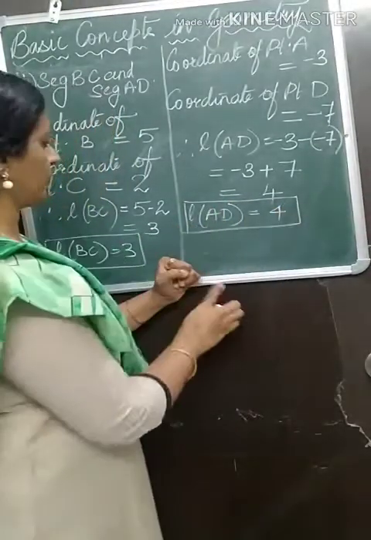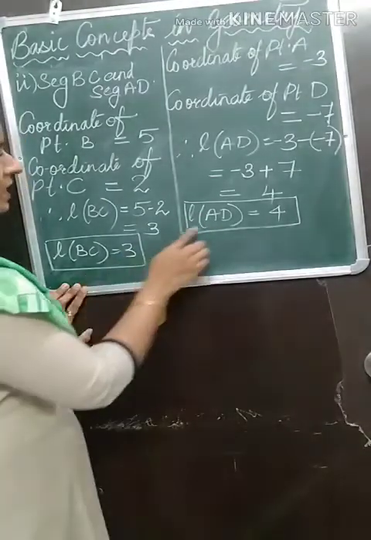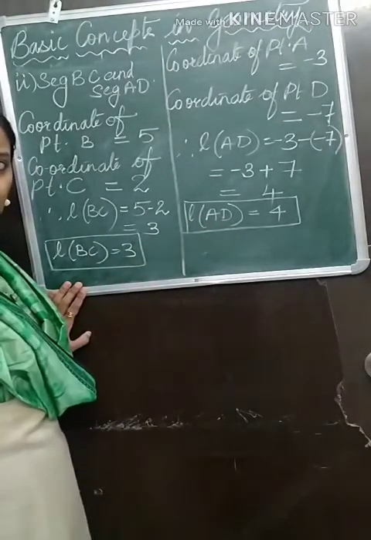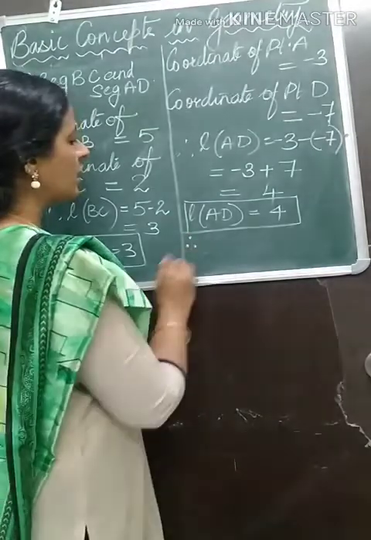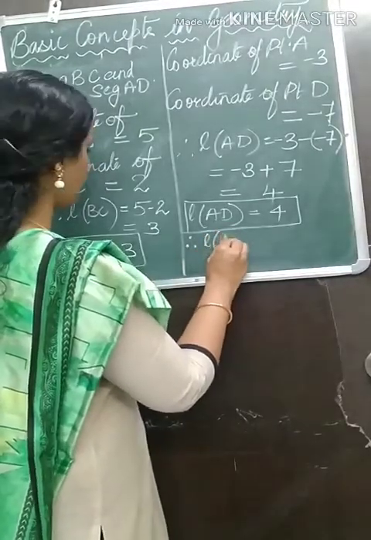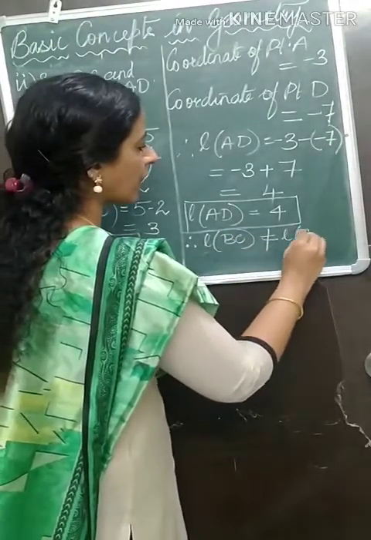Highlight it. Now, compare both the lengths. Length of segment BC and length of segment AD, are they equal? Here also they are not equal. So, last step you will write: therefore, length of BC is not equal to length of AD.